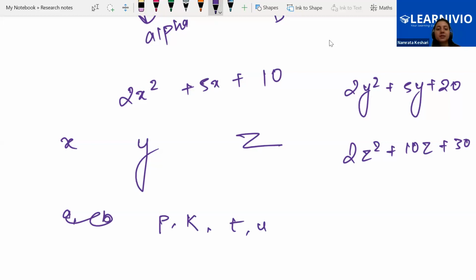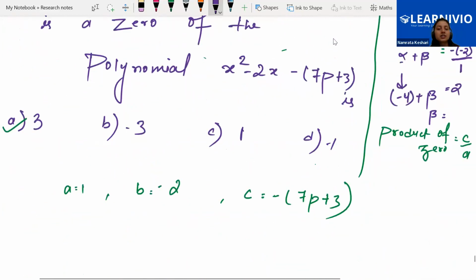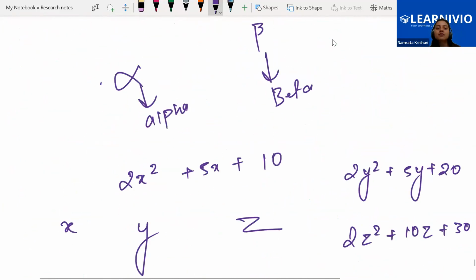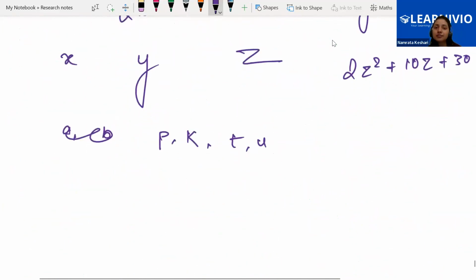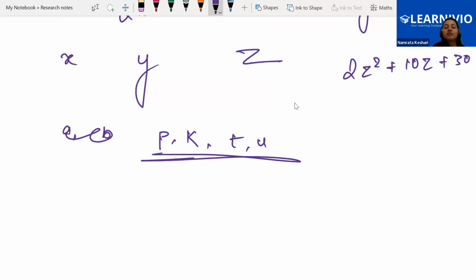We will be representing constants apart from X, Y, Z using P, K, T, U. In our question, P is there. Can you see minus of 7p plus 3? In the question it will also be written where P is a constant, where K is a constant, where T is a constant. So we are going to treat these alphabets as a constant number. X, Y, Z we treat like a variable, and P, K, T, U, or maybe other alphabets, we treat like a constant.